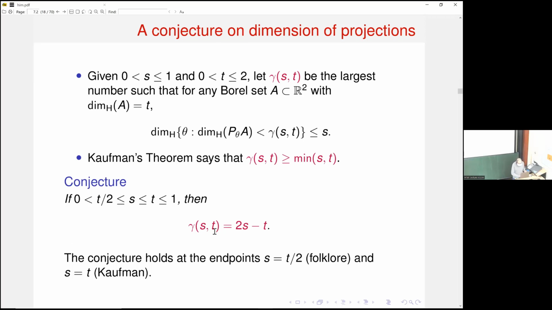Right. So what Josh pointed out is that, for example, if the set of directions has positive dimension, then the dimension of the projection is at least t over 2. What this is saying is that with this definition of gamma, gamma of st, if s is positive, it is flipped around. So basically, this should be s and this should be gamma of st. Sorry about that.